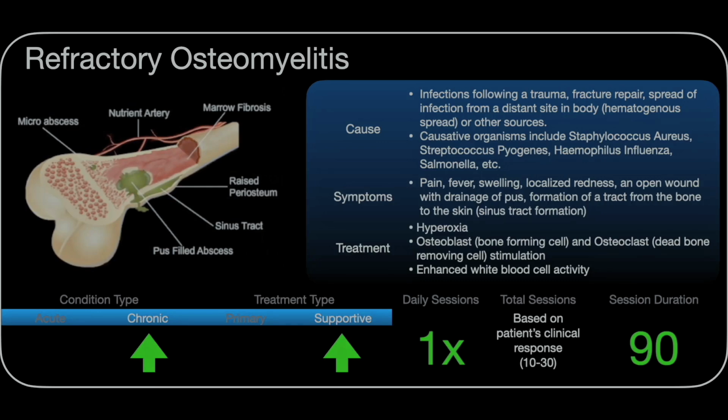The patients could present with pain, fever, swelling, localized redness, an open wound with drainage of pus, and formation of a tract from the bone to the skin. The treatment of hyperbaric oxygen therapy in the context of refractory osteomyelitis relies on hyperoxia, the formation of osteoblasts and osteoclasts stimulation, as well as enhanced white cell activity. The patients are usually treated once a day. The total number of sessions would be determined by the patient's clinical response, which could be up to 30 sessions.